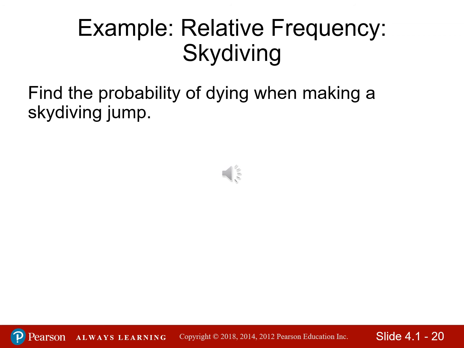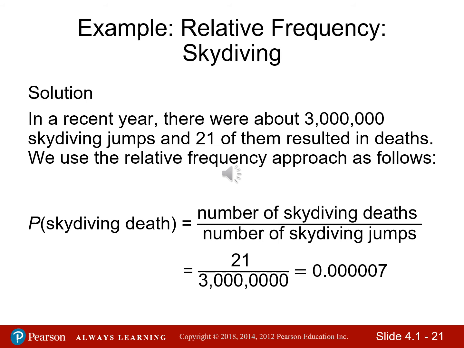Let's work through an example of finding the probability of dying when making a skydiving jump. In a recent year, there were about 3 million skydiving jumps, and 21 of them resulted in deaths. We can use the relative frequency approach to find the probability of a skydiving death as follows. The probability of a skydiving death would equal the number of skydiving deaths divided by the total number of skydiving jumps. That would be 21 divided by 3 million, which is a very small number, 0.000007.